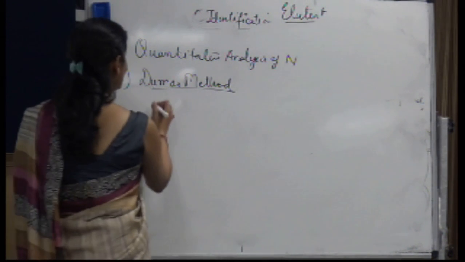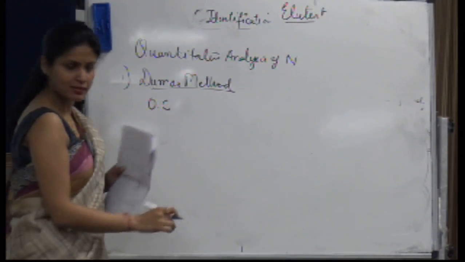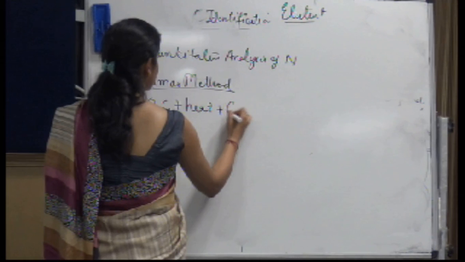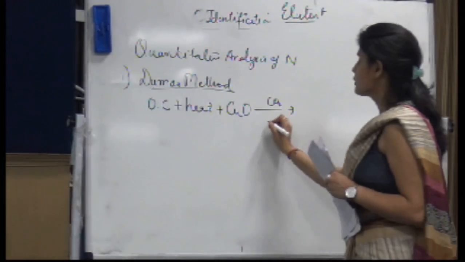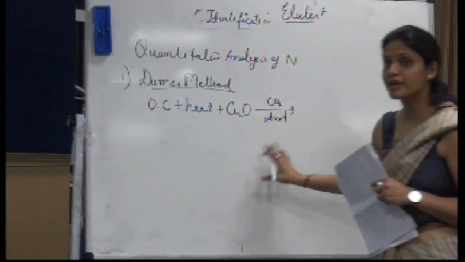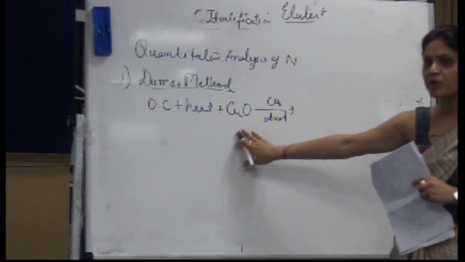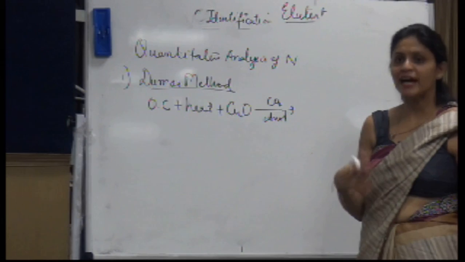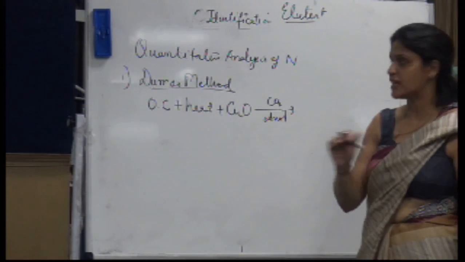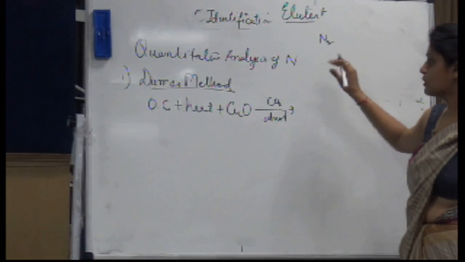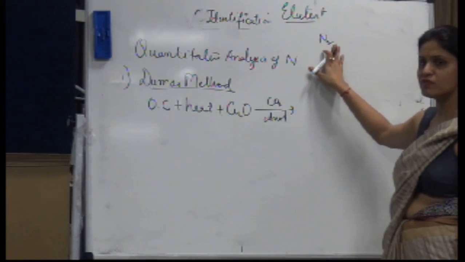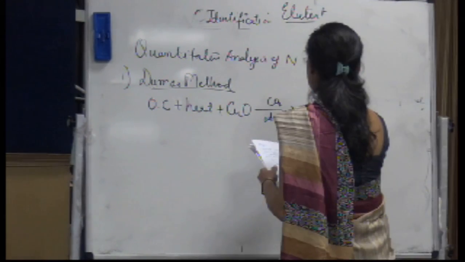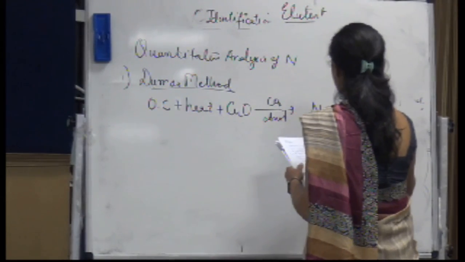In the Dumas method, you take an organic compound containing nitrogen and you heat it in the presence of copper oxide in an atmosphere of carbon dioxide. Why are we using copper oxide? Because I do not want the nitrogen to get oxidized to nitrogen dioxide. I want to keep it as simple dinitrogen. Then I'll get dinitrogen and carbon dioxide and water.